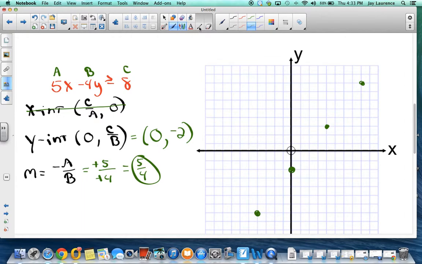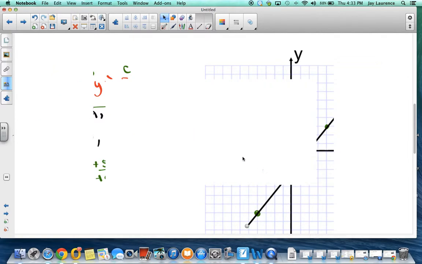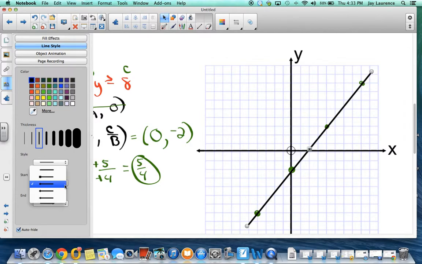All right, now it's equal to, so I'm not going to use a broken line, I'm going to use a solid line, and it's going to look something like this. But because it's an inequality, I'm still going to need to do the test point and the shading, because there's going to be more solutions than just the ones on the line.